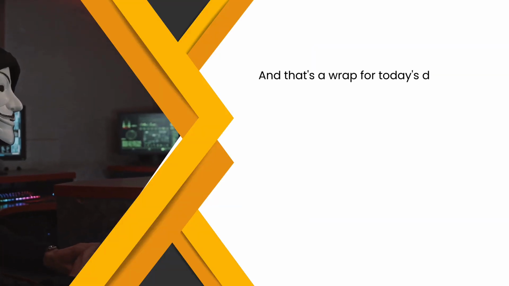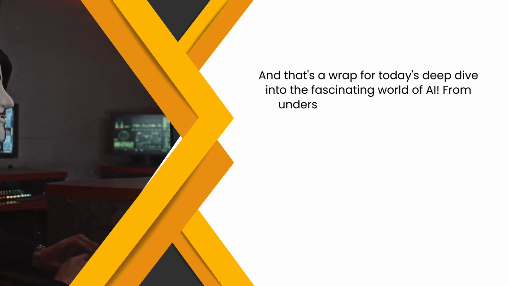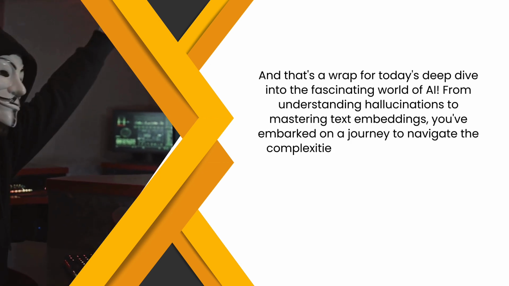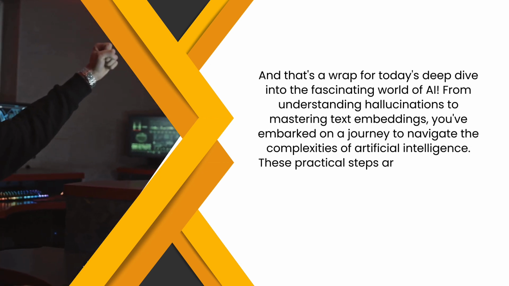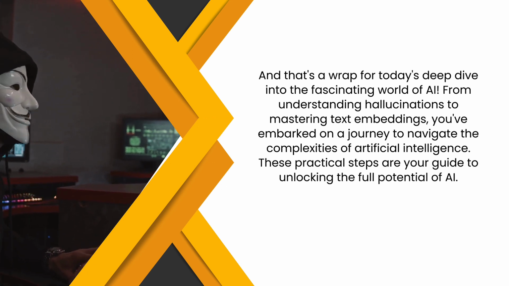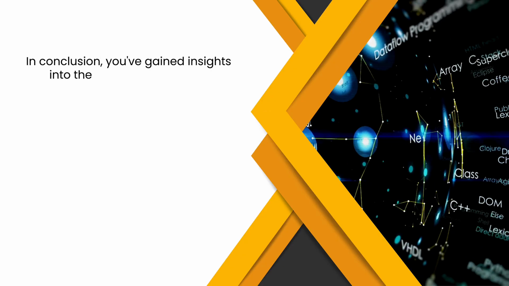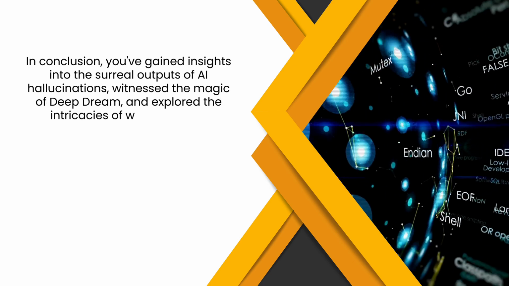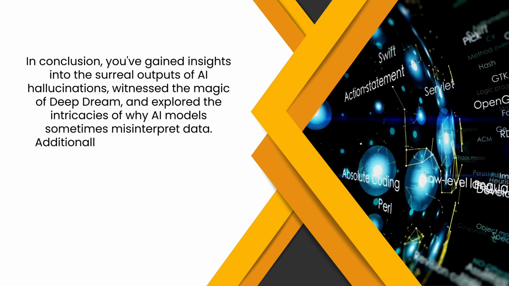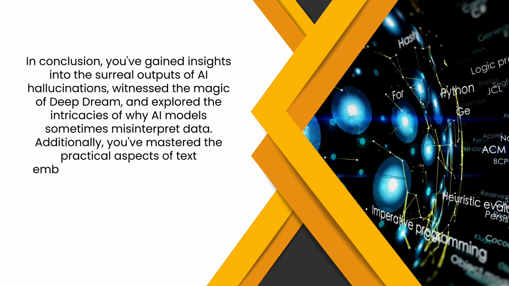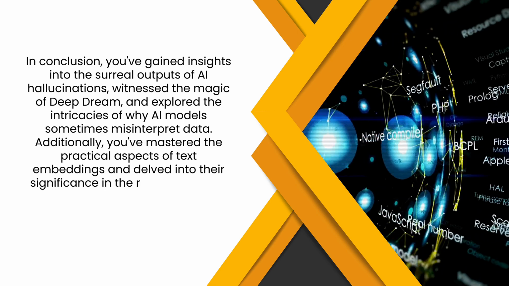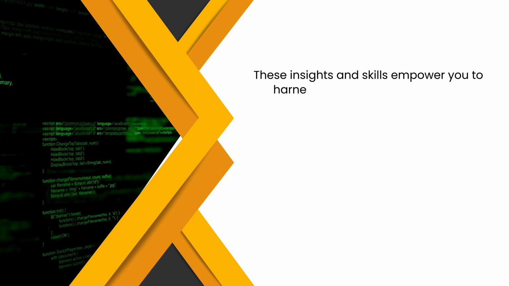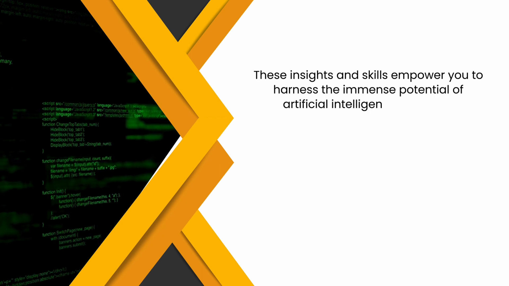And that's a wrap for today's deep dive into the fascinating world of AI. From understanding hallucination to mastering text embeddings, you have embarked on a journey to navigate the complexities of artificial intelligence. These practical steps are your guide to unlocking the full potential of AI. In conclusion, you have gained insights into the surreal outputs of AI hallucinations, witnessed the magic of deep dream, and explored the intricacies of why AI models sometimes misinterpret data. Additionally, you have mastered the practical aspects of text embeddings and delved into their significance in the realm of natural language processing. These insights and skills empower you to harness the immense potential of artificial intelligence in various applications.